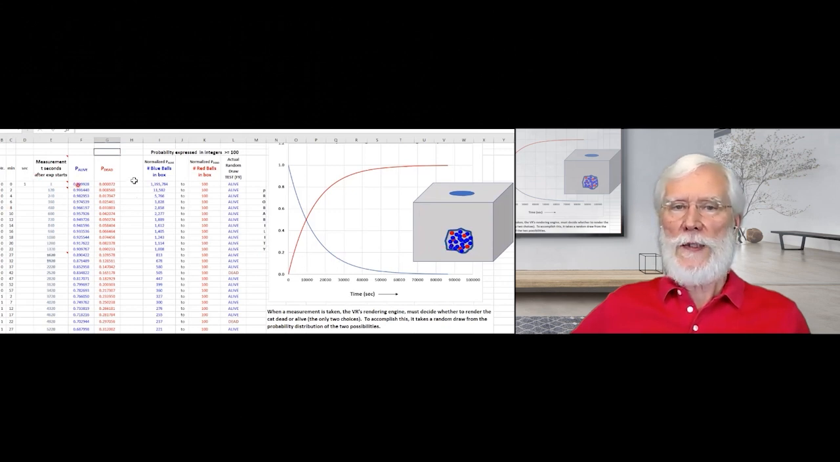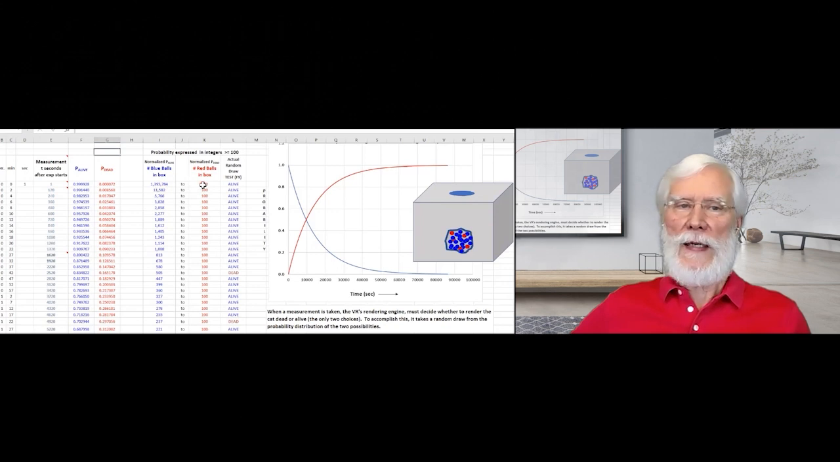So in this case, after 1 second, it's like you had this box over here and it had 1,395,784 blue balls in it and 100 red balls in it. And the random draw from the probability distribution of the possibilities is a random draw between these 1,395,784 blue balls and these 100 red balls. If you pull out a red ball, cat's dead. If you pull out a blue ball, cat's alive. And that's the probability if you make the measurement at 1 second.